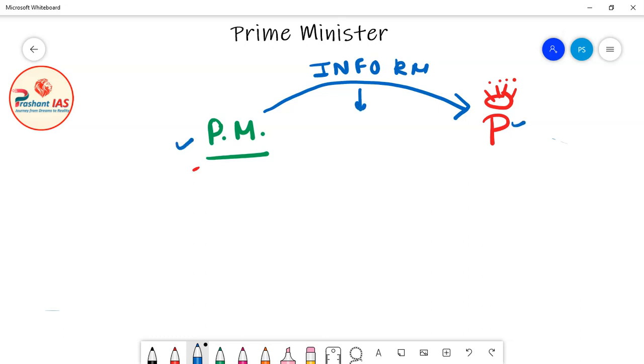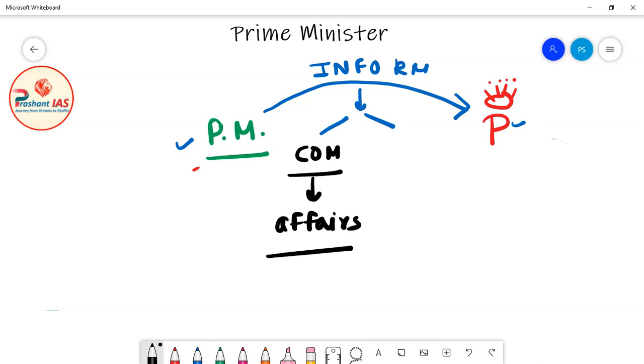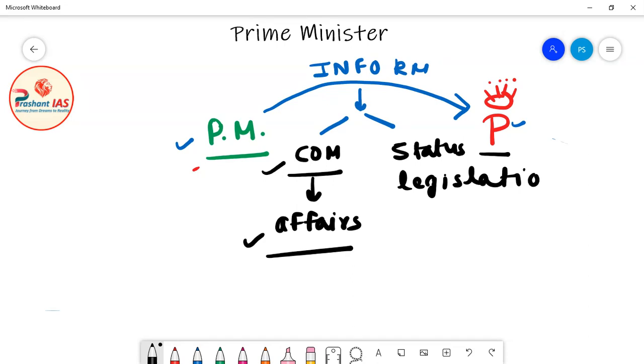Okay, so it is the duty of the Prime Minister to inform the President about two things. First of all, about the affairs of COM, the Council of Ministers, means what is going on inside the Council of Ministers, and about the status of legislation in the parliament. So it is the duty of the Prime Minister of India to inform the President of India about the affairs of COM and about the status of legislation in the parliament.